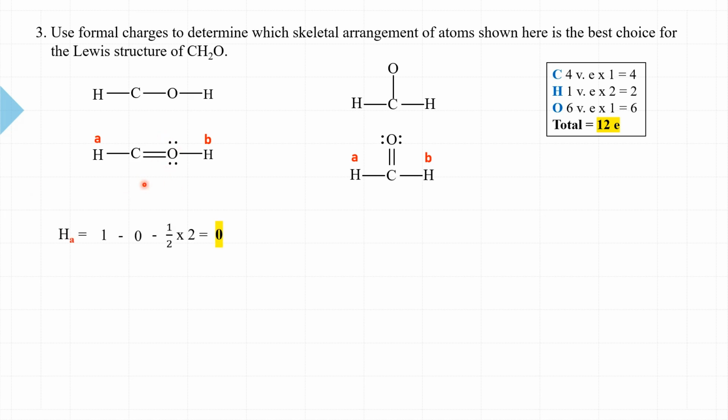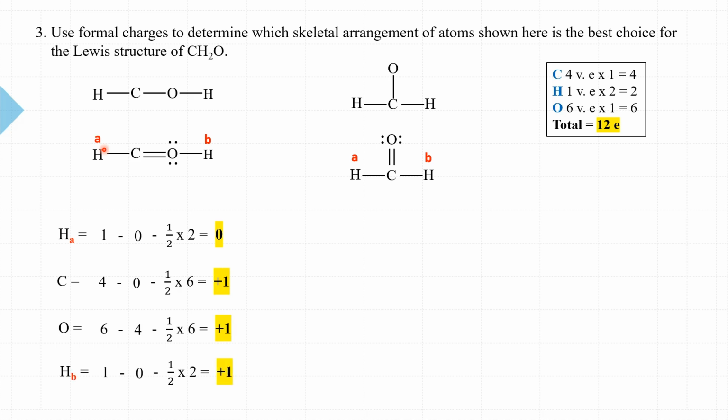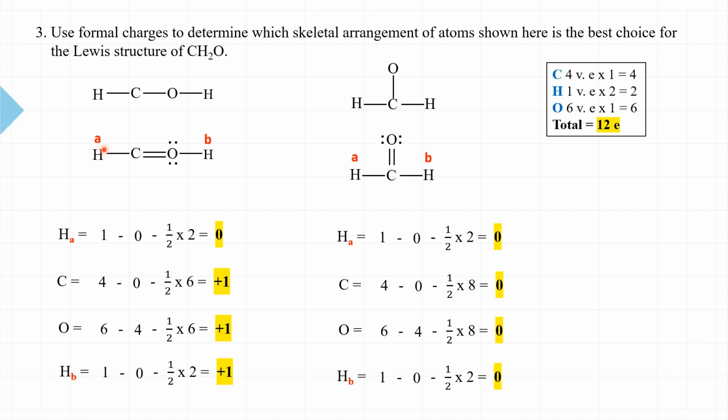On the left hand side structure, hydrogen A, the formal charge is 0. 1 valence electron minus 0 lone pairs minus half times 2. A single bond is 2 electrons, so 0 charge on hydrogen A. The same way for the carbon, plus 1 charge, oxygen plus 1, and B hydrogen is plus 1. On the second structure, hydrogen is 0, carbon is 0, oxygen is 0 and B hydrogen is 0.